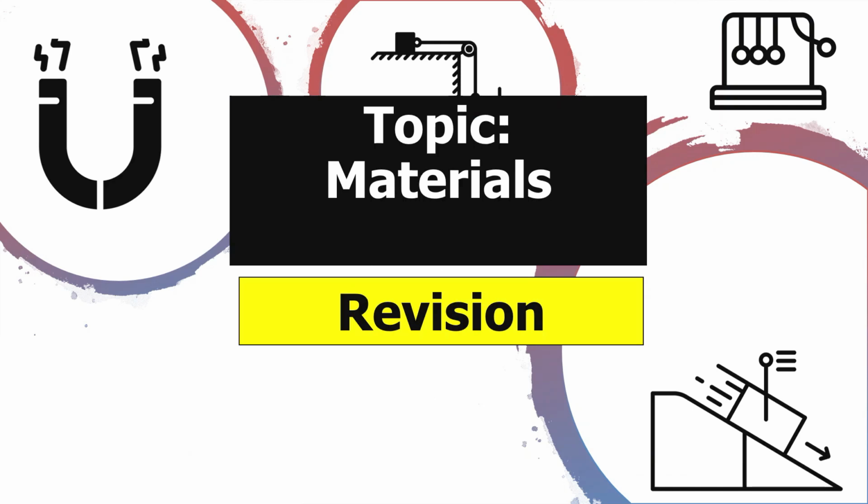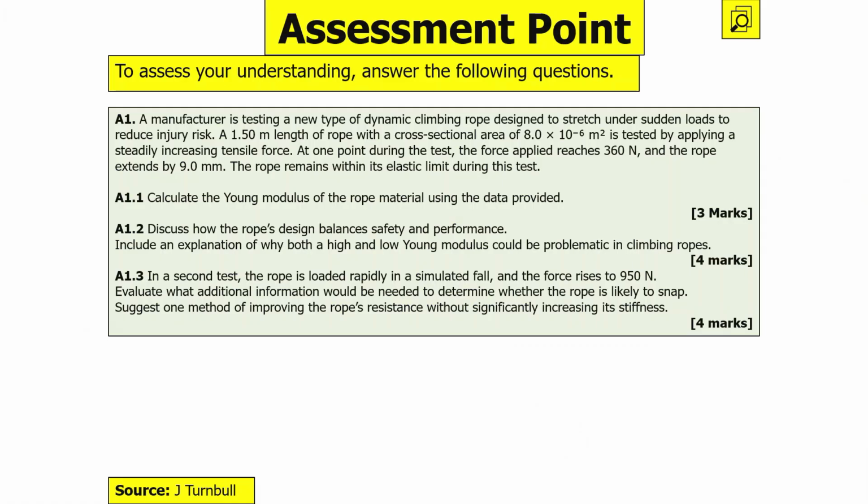Let's now have a look at some exam style questions. A manufacturer is testing a new type of dynamic climbing rope designed to stretch under sudden loads to reduce injury risk. A 1.50 meter length of rope with a cross-sectional area of 8 times 10 to the minus 6 meters squared is tested by applying a steadily increasing tensile force. At one point during the test, the force applied reaches 360 newtons and the rope extends by 9 millimeters. The rope remains within its elastic limit during this test.